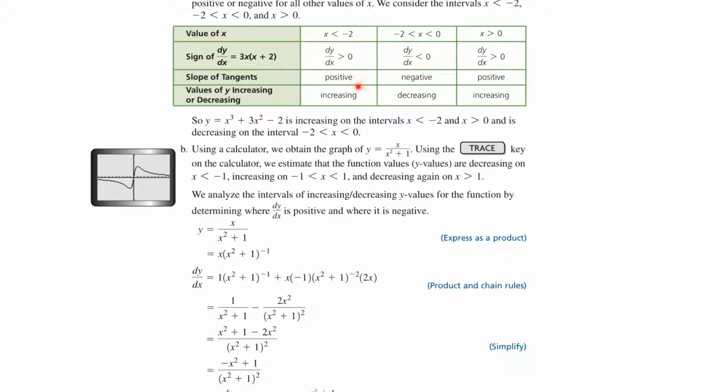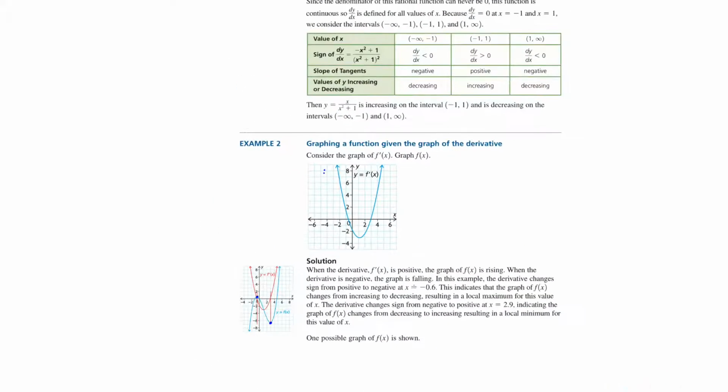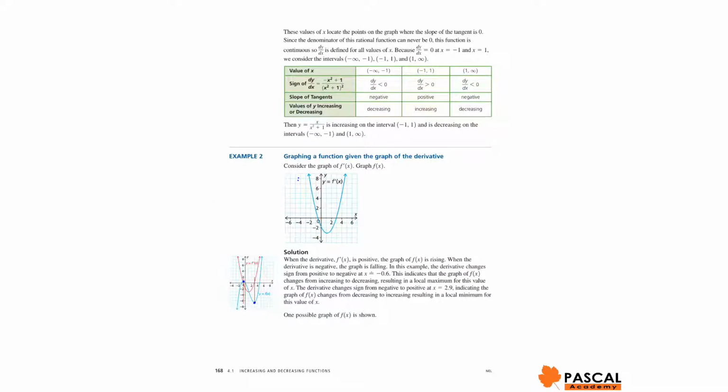When the slope of the tangent line is positive, function is increasing. When the slope of the tangent line is negative, function is decreasing. Generally speaking, if derivative of a function on an interval is negative, function is decreasing on that interval, and when it is positive, function is increasing on that interval.